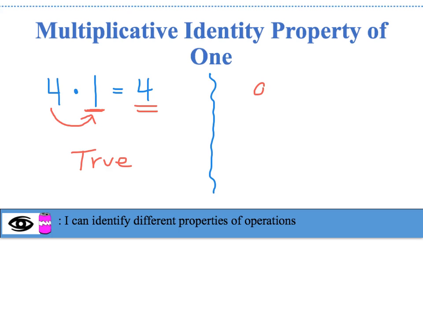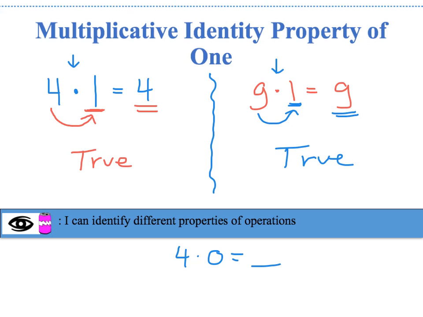I can say g times 1. When g is multiplied by 1, I get g. G takes a look in the mirror and sees his identity. This is a true statement. So this is the multiplicative identity property of 1, because we're multiplying in this property. And in this case, the 1 is your mirror. So I want you to think about why your mirror can't be 0 in this problem. How come our mirror can't be 0? And I want you to think about that.